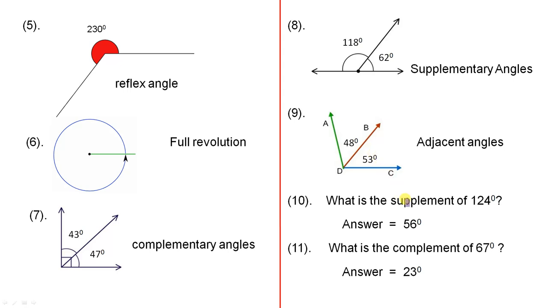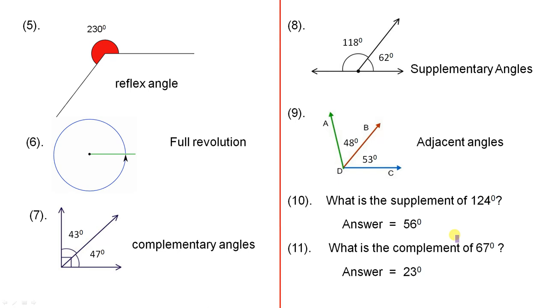We could ask the question, what is the supplement of 124? Basically, we're asking, what angle do I add to 124 to end up with 180 degrees? And the answer is 56 degrees. Because if you add those 2 up, that will be 56 plus 124 is 180 degrees.